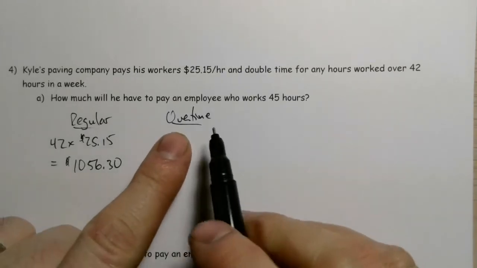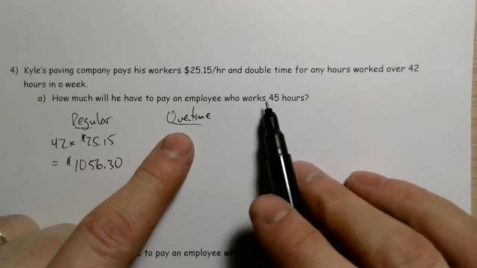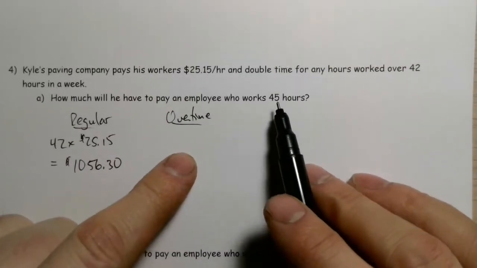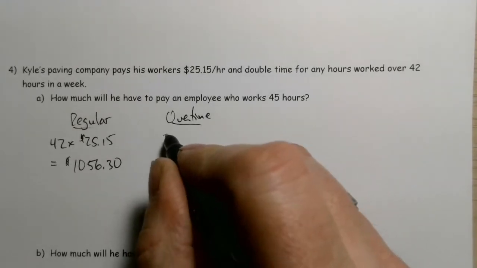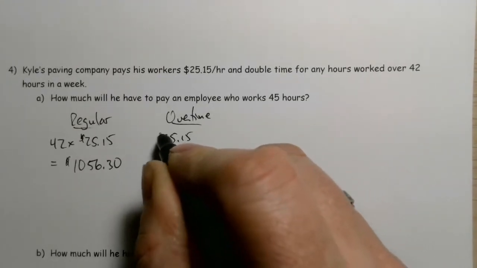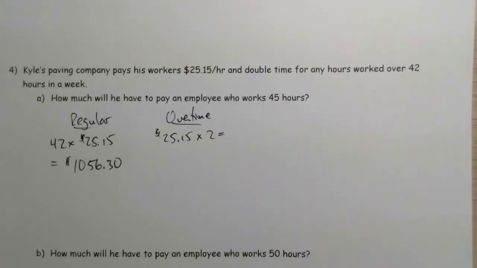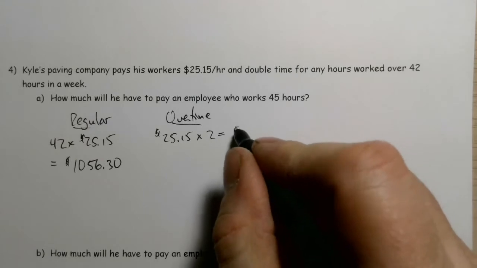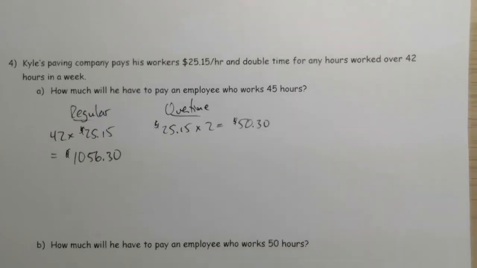Now with their overtime, in this case the employee worked 45 hours, so they've only got 3 hours of overtime. Still, we want to figure out what their overtime pay is. We know it's going to be $25.15. This time it's double time, so multiplied by 2. And when we do that, we're going to get $50.30 per hour, that's pretty good.